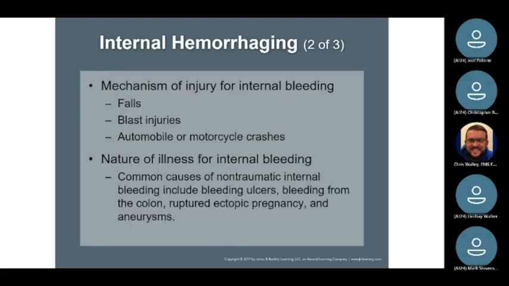Your mechanism of injury, we all know that's a big term for trauma, so keep that in mind when it comes to your trauma patients. A high energy mechanism of injury should increase your index of suspicion for the possibility of serious or unseen injuries. Internal bleeding commonly occurs as a result of falls, blast injuries, automobile or motorcycle crashes.